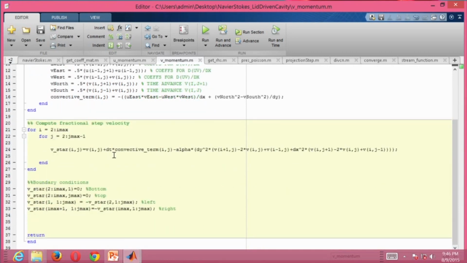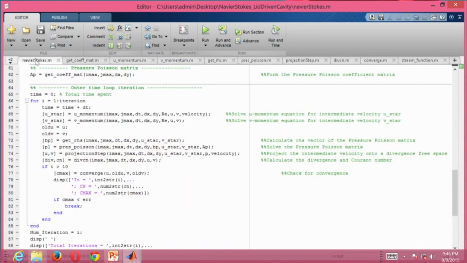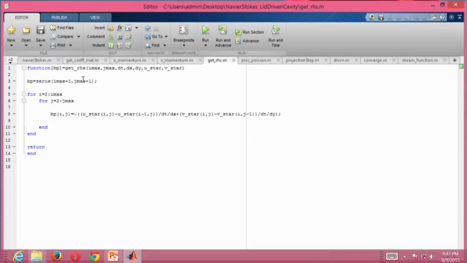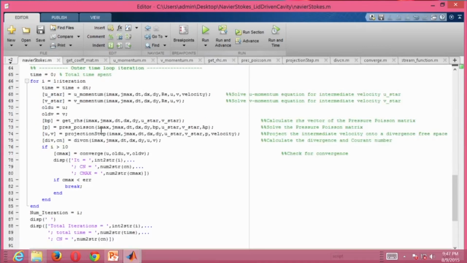V star equals convection term and diffusion term. Once you find V star, apply the boundary condition as shown here. Come back to main. So, we have u momentum, V momentum explained, then pressure Poisson equation, get the right side of the pressure Poisson equation first, that is in the module get RHS. Again go to that particular module and it is shown here, initialize, then calculate all the coefficient values of the right side matrix.